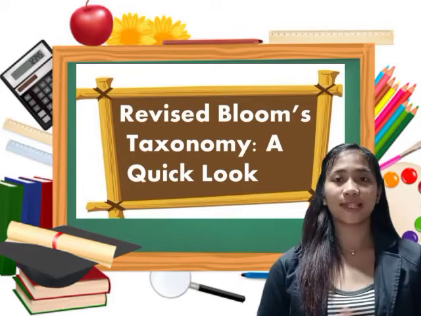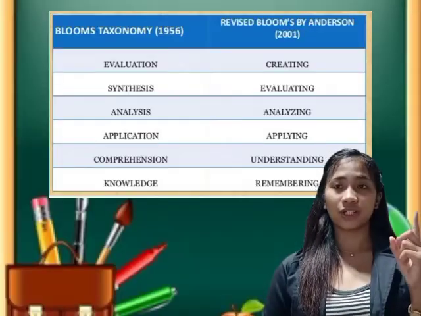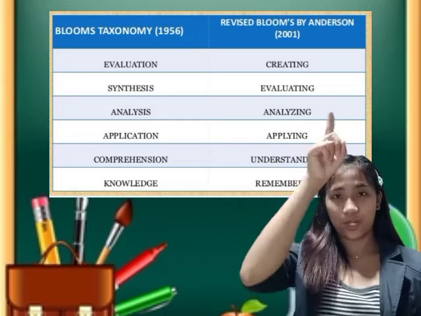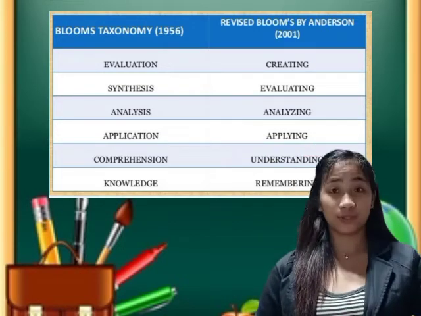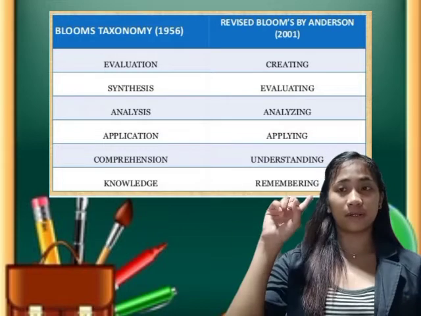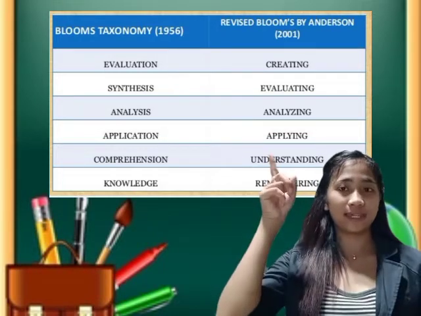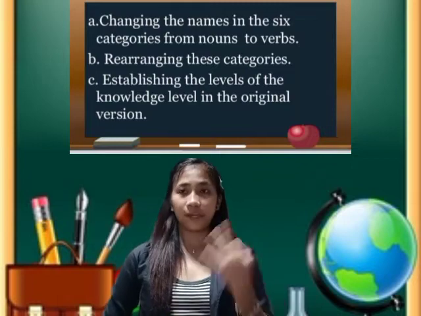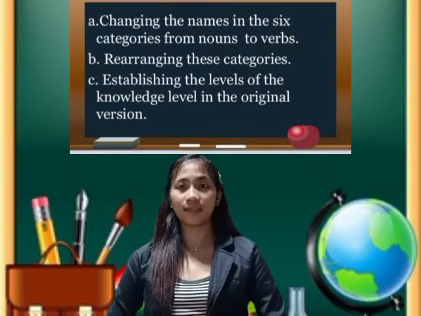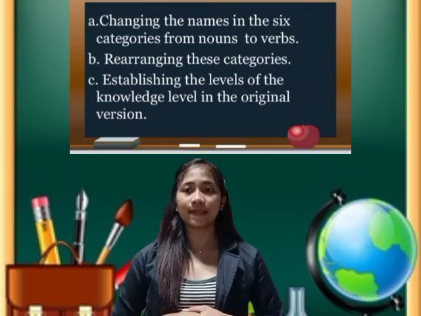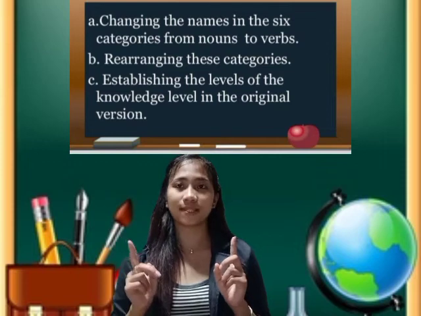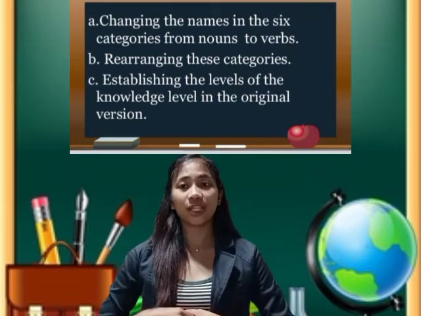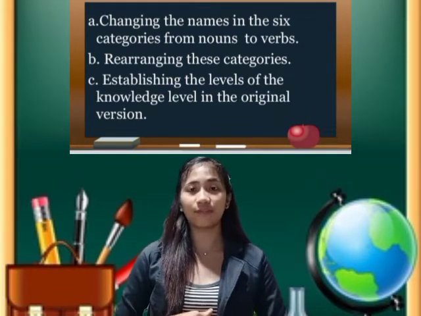Bloom's taxonomy of 1956 consists of knowledge, comprehension, application, analysis, synthesis, and evaluation, while the revised Bloom's by Anderson in 2001 consists of remembering, understanding, applying, analyzing, evaluating, and creating. There are three major changes in the revised taxonomy. These are: first, changing the names in the 6 categories from nouns to verbs. Second, rearranging these categories. And third, establishing the levels of the knowledge level in the original version.